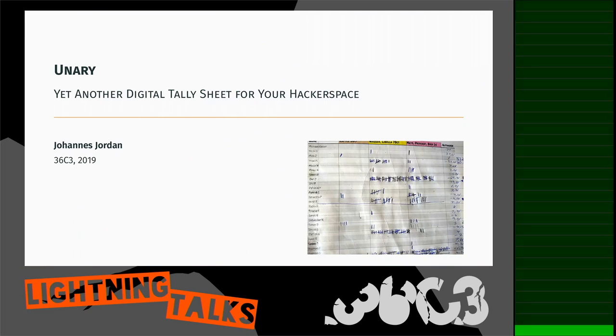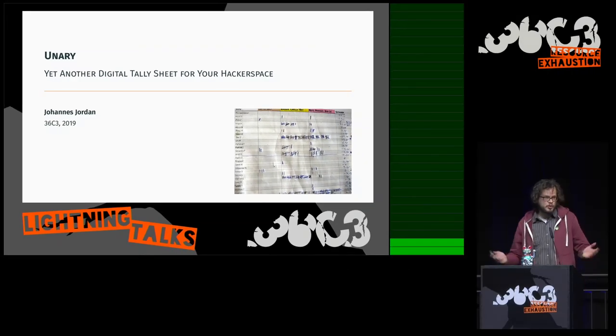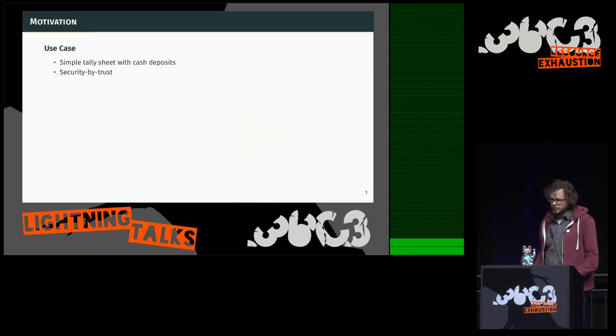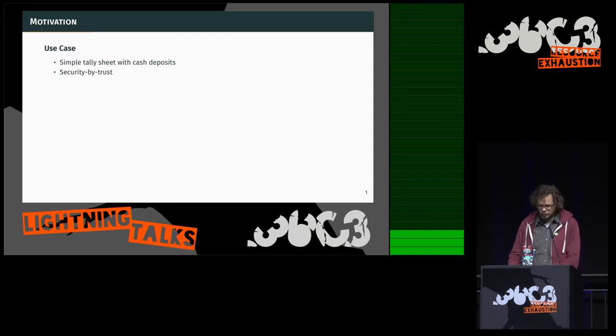Good morning. I'm Johannes, and I'm going to talk about something that's at the heart of every hacker or makerspace today: consuming beverages and keeping working based on the beverages you consume. And everybody needs a tally sheet for that, to keep track record of who's consuming what. So the use case here is a very simple version of a tally sheet, but in an electronic system. It's just a system that helps the users to keep track of their balance.